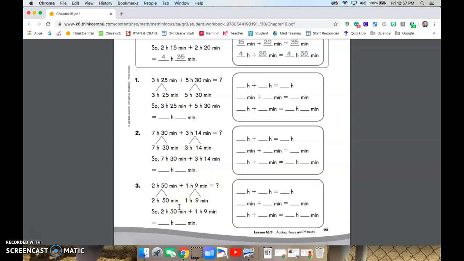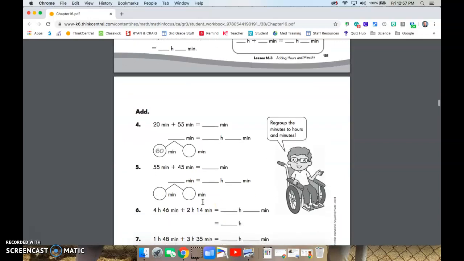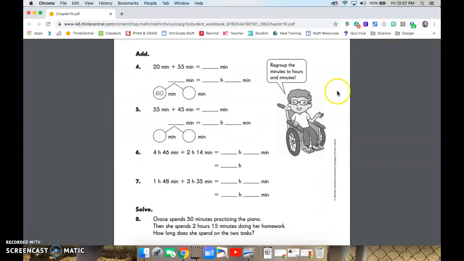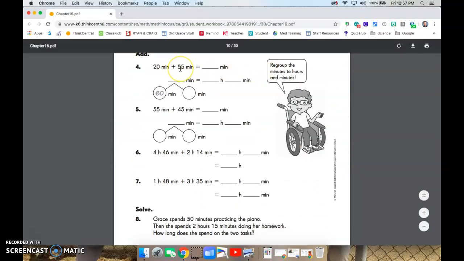2 hours and 50 minutes, 1 hour and 9 minutes. Here we go. 2 plus 1 is 3. 50 plus 9 is 59. So 2 and 1 is 3, 3 hours, 59 minutes.